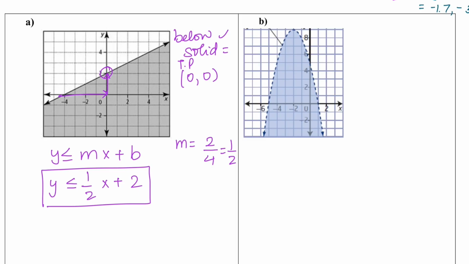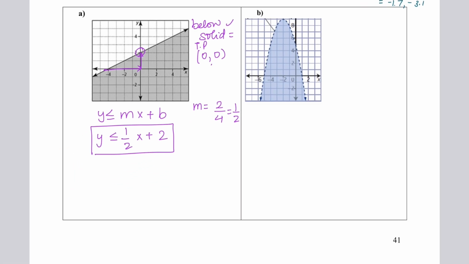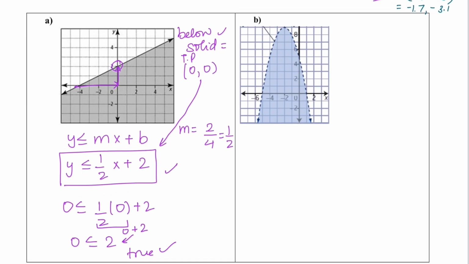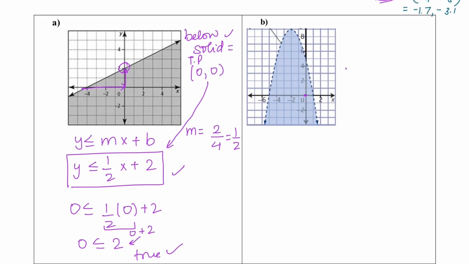Okay, now let's verify it. Let's put 0, 0 in there, and the statement should be true because it's part of the shaded portion. So 0 is less than half times 0 plus 2. 0 is less than 2, because this is 0 plus 2 and that's 0. That's true, hence I've verified that this is correct as well.